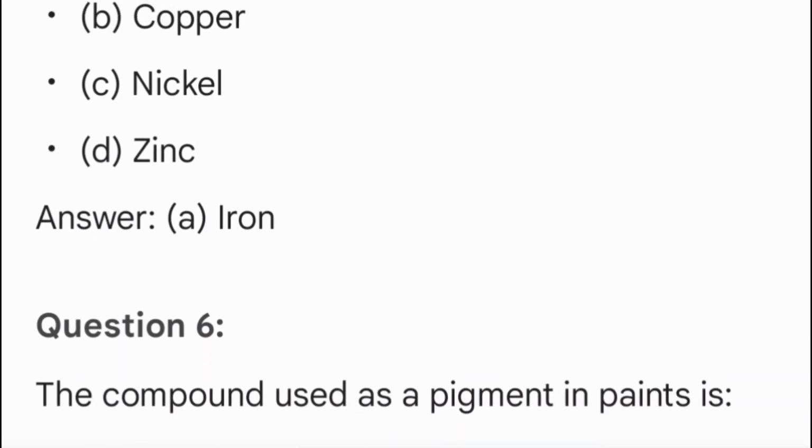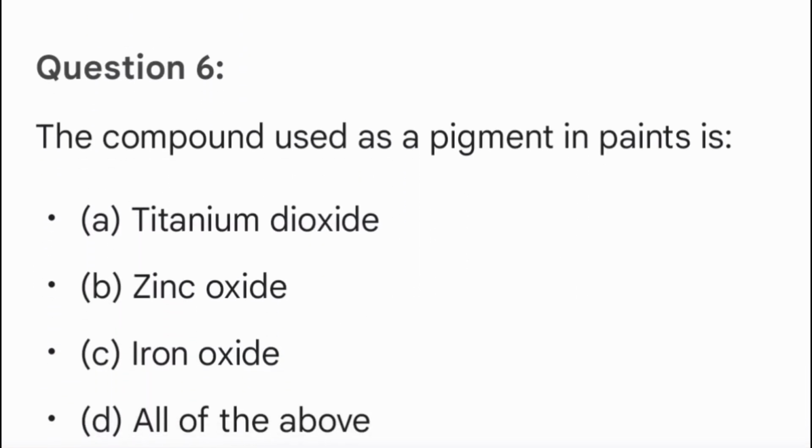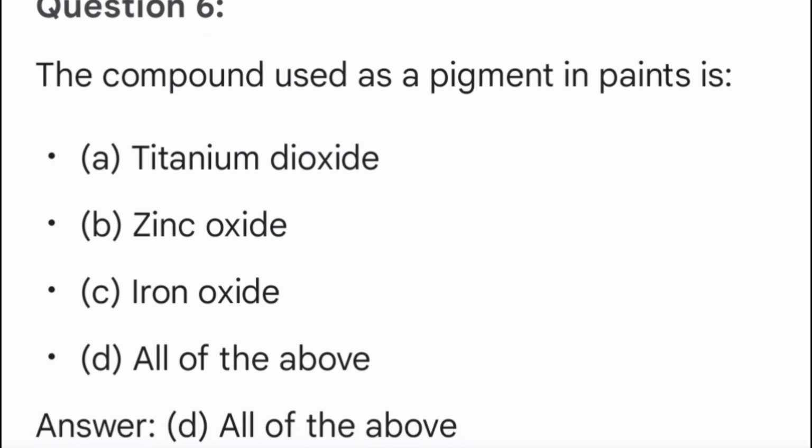Question 6. The compound used as a pigment in paints is A. Titanium dioxide. B. Zinc oxide. C. Iron oxide. D. All of the above. Answer. D. All of the above.